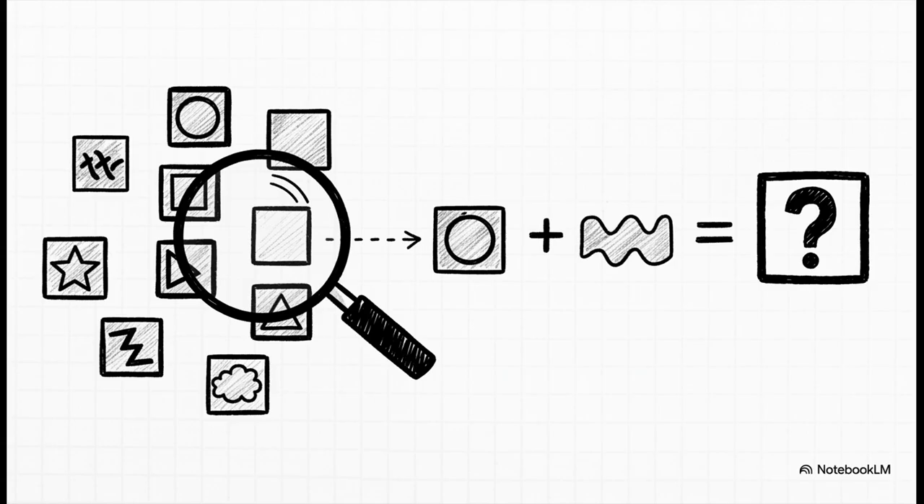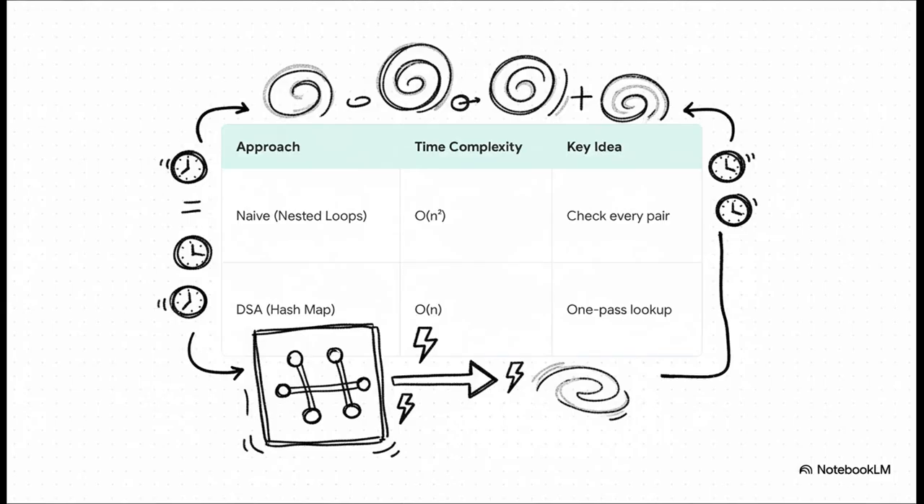Your first instinct might be to just check every single combination. And that brute force method, checking every pair, is that O(n squared) we talked about. It works, but it gets slow, fast. The DSA approach, though, uses a clever tool called a hash map. And with it, you can solve the problem in a single pass. That's O(n) time, blazingly fast.